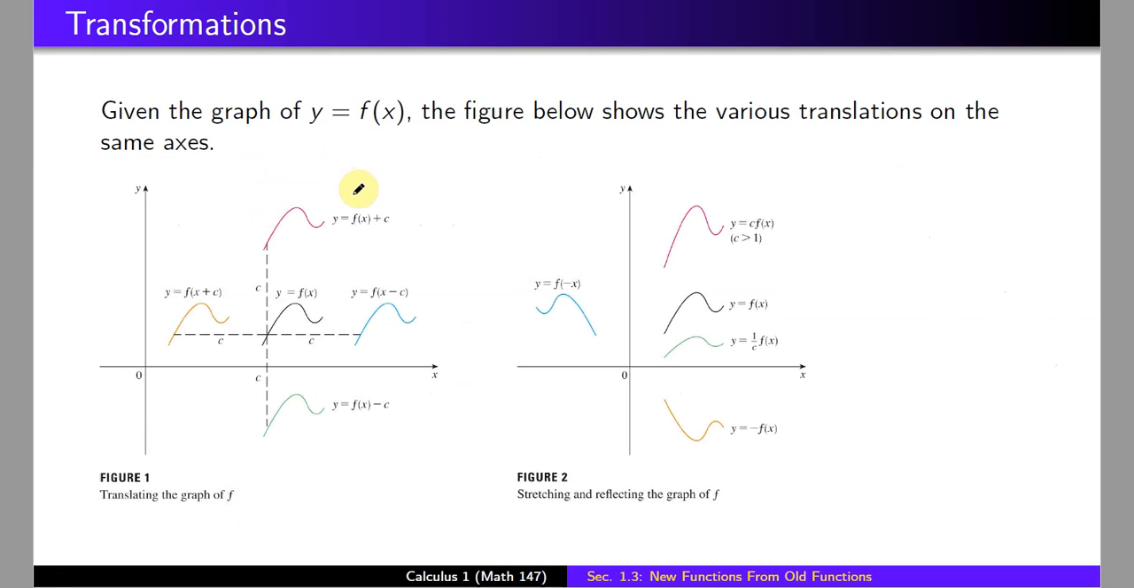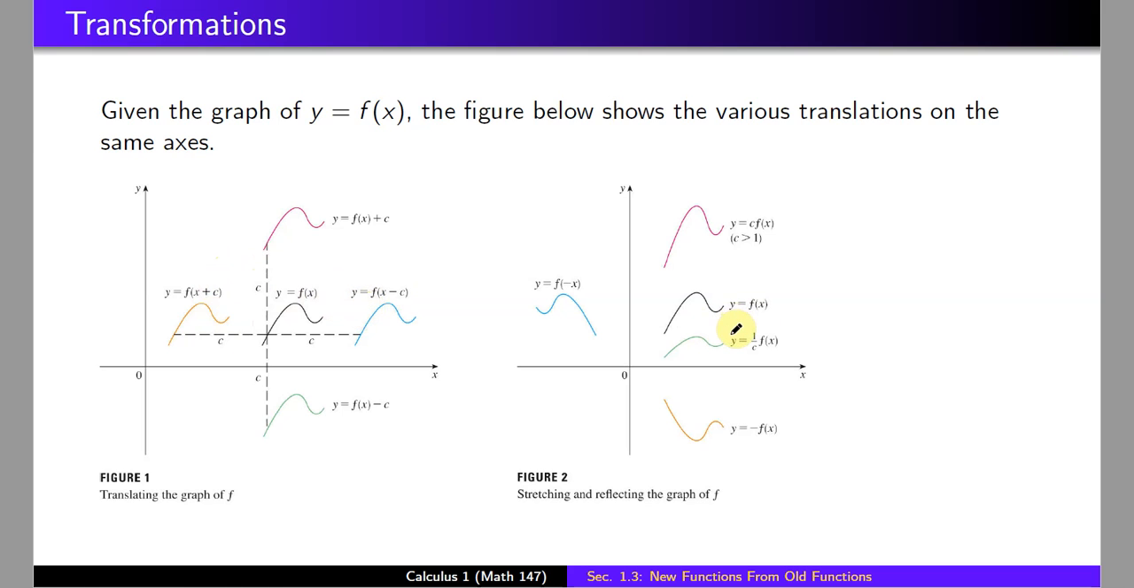Okay, and then there's a nice couple of figures here that I got from the textbook. So given the graph of y equals f of x, the figure below shows the various translations on the same axes. If this is the original function, if we add or subtract c, that's going to shift us up or down, up if c is positive. And again, if we add or subtract c inside of the function, it's going to shift us left or right, and it's kind of counterintuitive. It's opposite of what we would think.